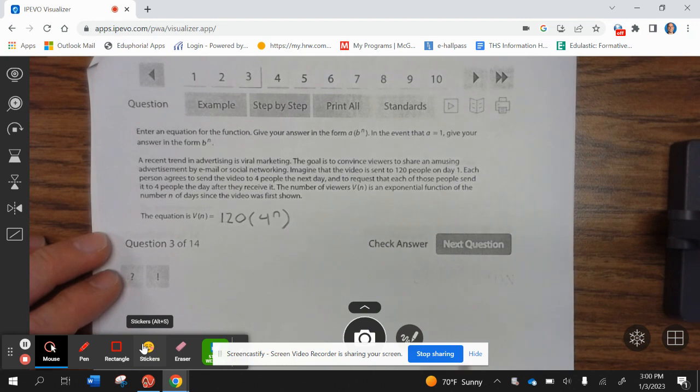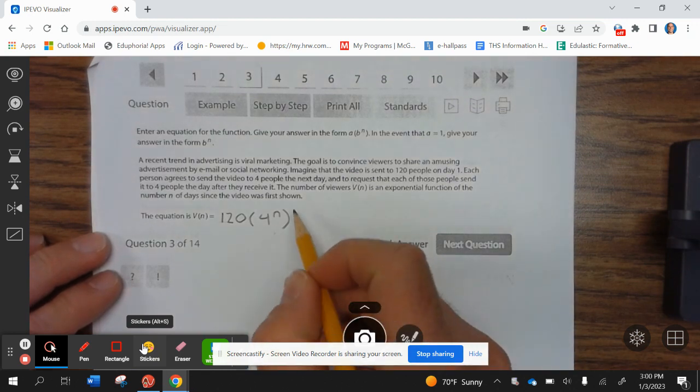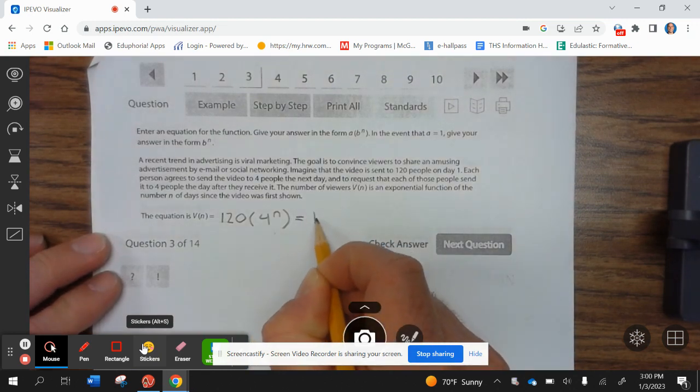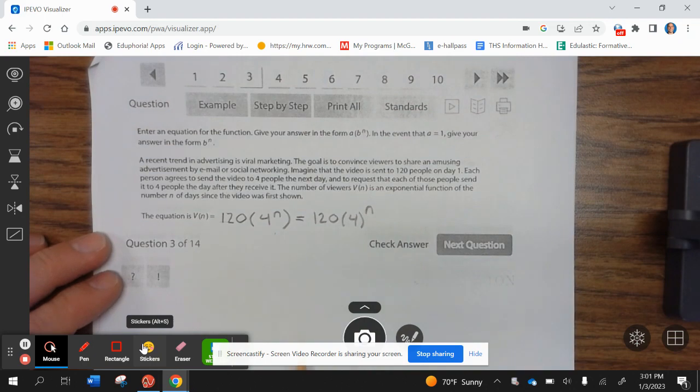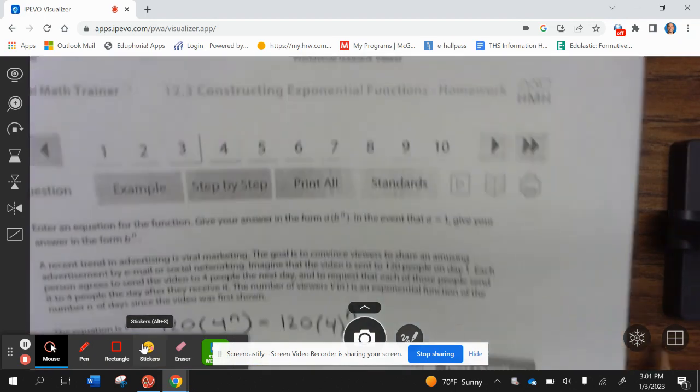Now, HRW is going to ask you to put it in this form, but really, you should write it this way. You don't need the n in the parentheses. Technically, I think it should be written that way, but HRW is going to have you put it in that form. All right, let's take a look at the next example.